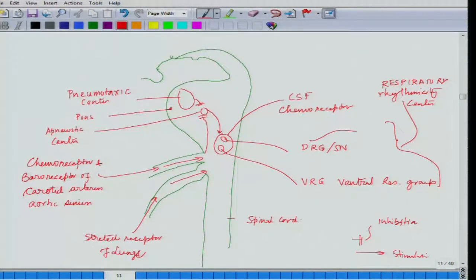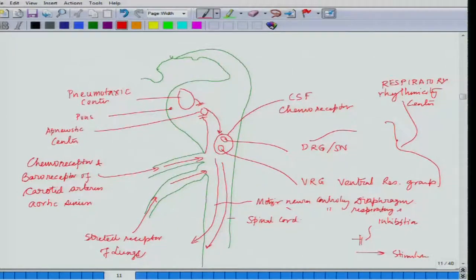Okay. So, these are the motor neurons which are coming through the ventral root, the motor neurons controlling the diaphragm. One of the things, the motor neuron controlling respiratory muscle. There are multiple jobs these motor neurons have. Okay. And apart from it, there are motor neurons.